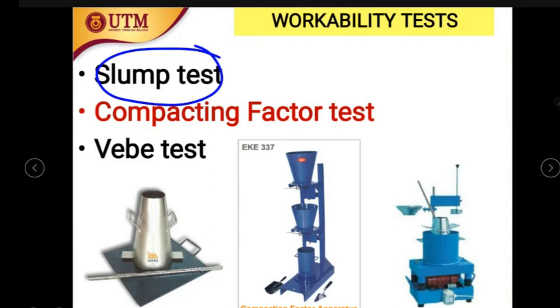Hafiz, have you heard about slump test before? No, Dr. Okay, but I believe some others already know this, right? Slump test, compacting factor, is it? Cairo, Edna, Hoi? Yes, Bias? Yes, Dr. Okay, very common.